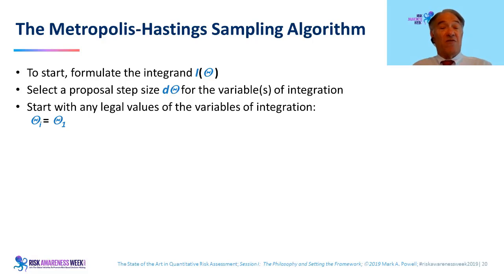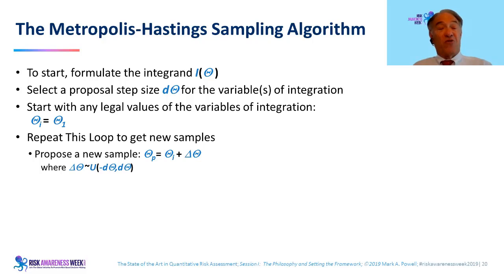So we start with any legal value for the variables of integration, and we repeat the following loop to get all of our new samples. We propose a new sample. The proposed new sample starts with our current sample, and we add something to it. Typically, we get a sample from a uniform distribution from the negative side of our proposed step size to the positive side. This is just like the drunk taking a step. D theta would be 1 in the case of the drunkard's walk. And that would be our proposed next step.